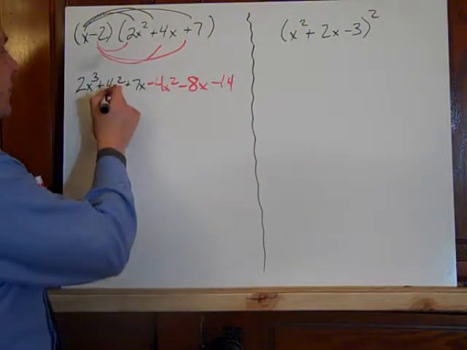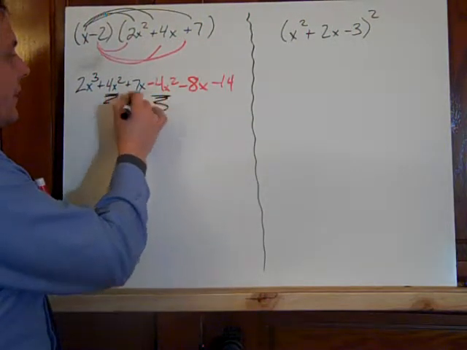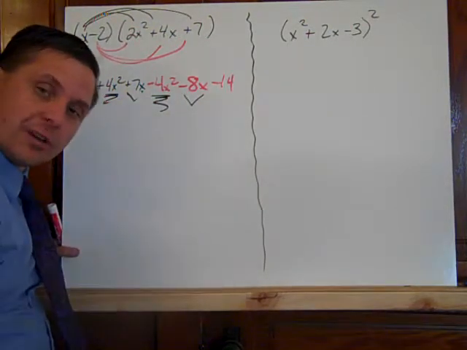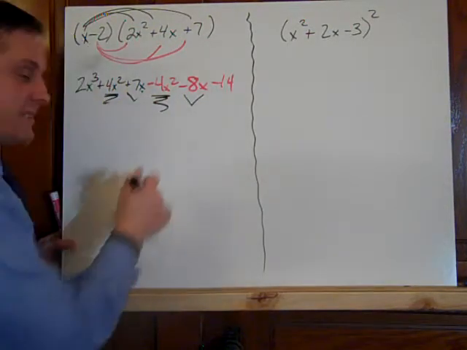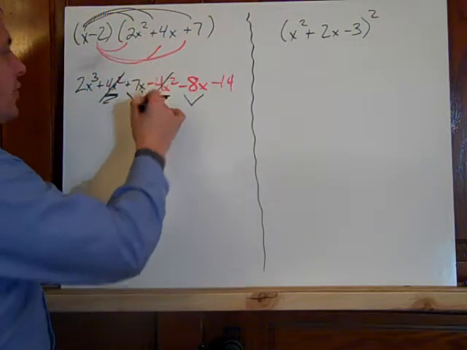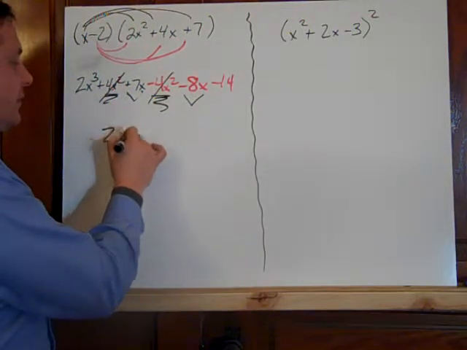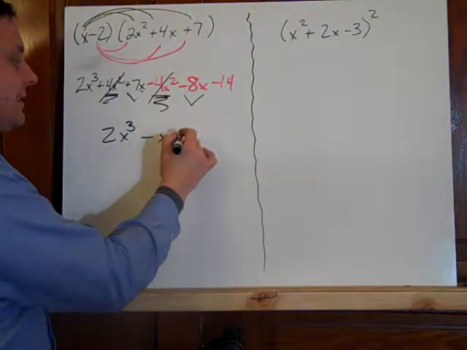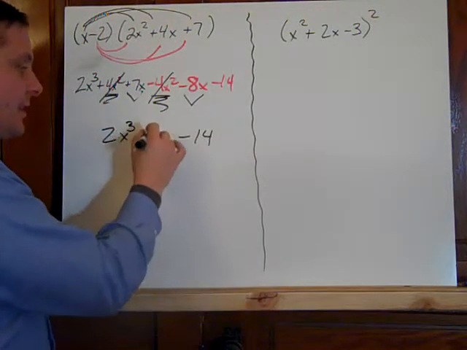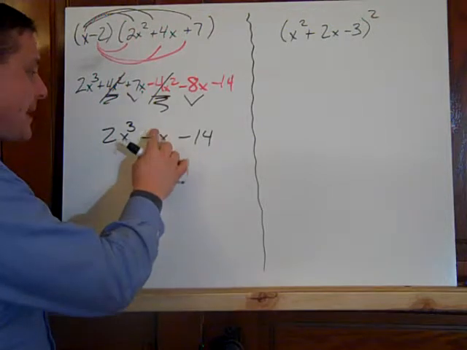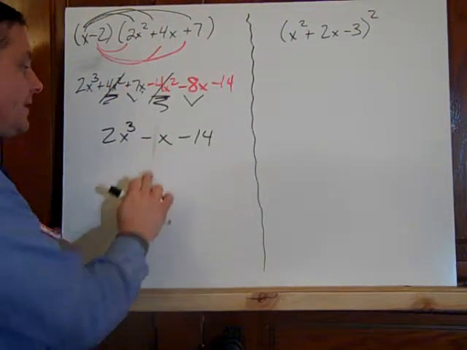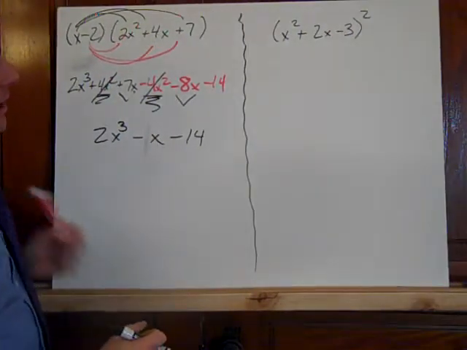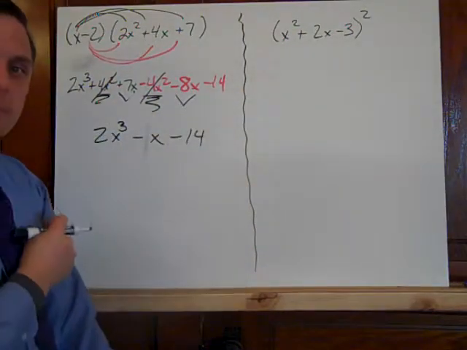Searching for the like terms. 4x squared, negative 4x squared, 7x, and negative 8x. 4x squared minus 4x squared, 0. It cancels. So it goes to 0, and I don't have to write a 0, so 2x cubed. 7x minus 8x is negative x minus 14. A lot of you guys put the 1 here, and that's fine. I'm not going to put the 1 there. It's understood.